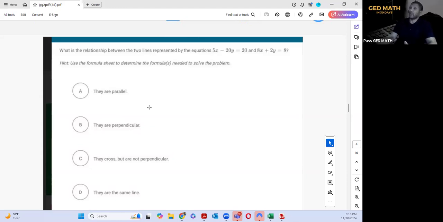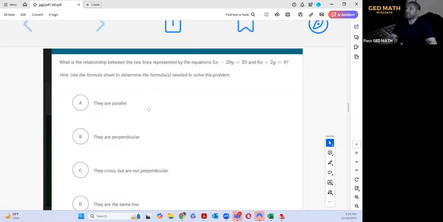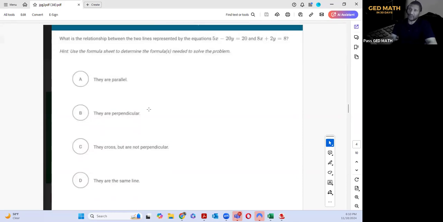Okay. So let's look at this problem here. It says, what is the relationship between the two lines represented by the equations 5x minus 20y equal 20 and 8x plus 2y equal 8? Use the formula sheet to determine the formulas needed to solve the problem. I don't agree with having to use the formula sheet at all, but that's what they say on this problem. Does anybody know how to start this problem? First of all, the options are parallel, perpendicular, they intersect, and they are the same line.